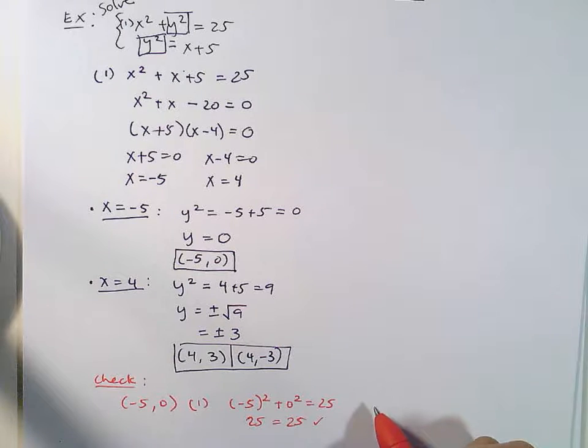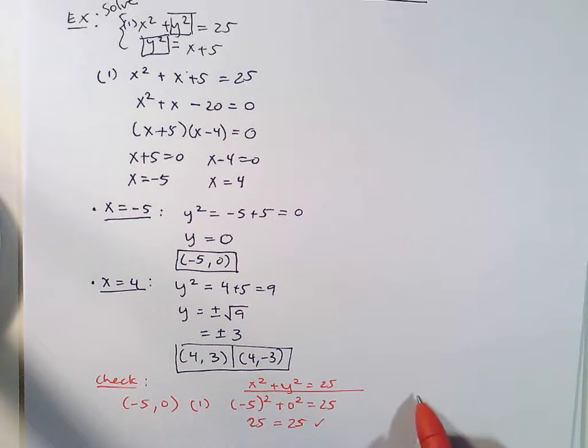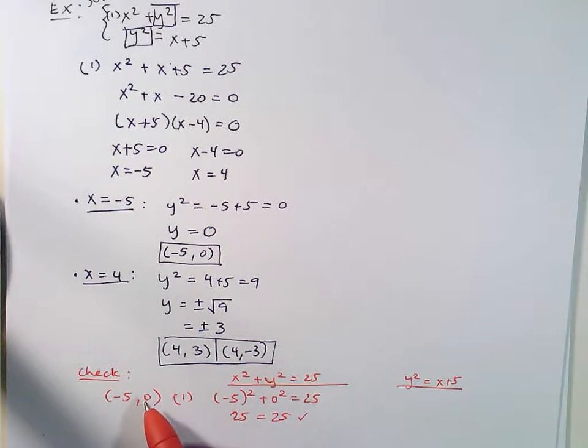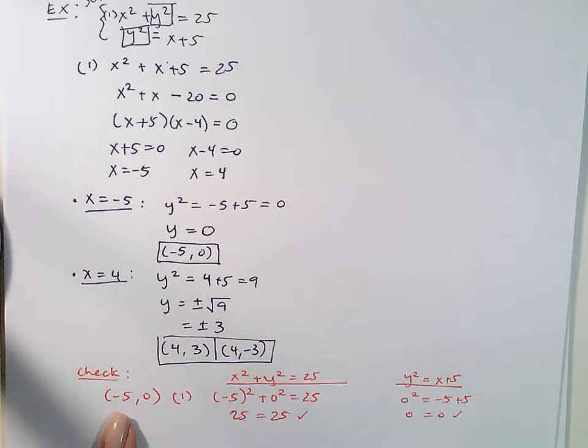So y squared equals x plus 5. So here I'm going to check it in x squared plus y squared equals 25, and then I'm also going to check in y squared equals x plus 5. So y is equal to 0, so we're going to check: is 0 squared equal to negative 5 plus 5? And 0 is equal to 0, so this is true.